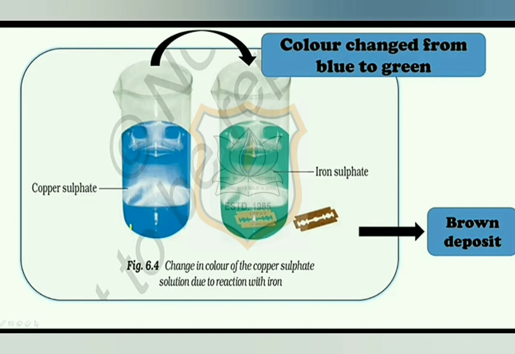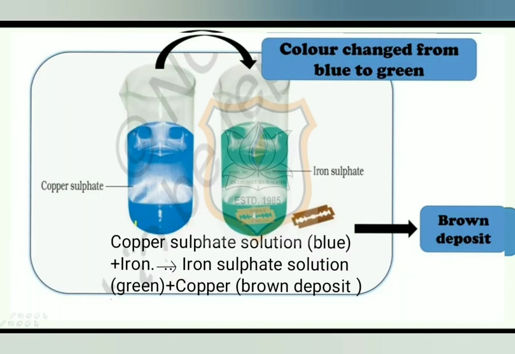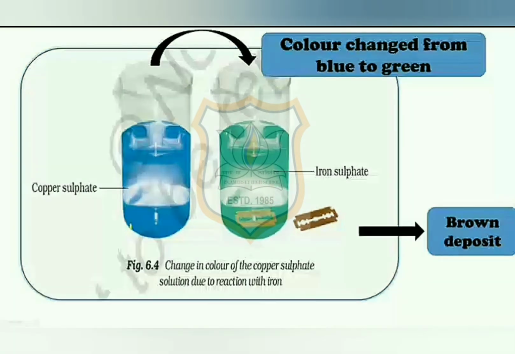The changes that you notice are due to a reaction between copper sulfate and iron. The change of color of the solution from blue to green is due to the formation of iron sulfate, that is a new substance. The brown deposit on the blade is copper, another new substance. We can write the reaction as. So we conclude that the change noticed on putting a blade in copper sulfate solution is a chemical change.